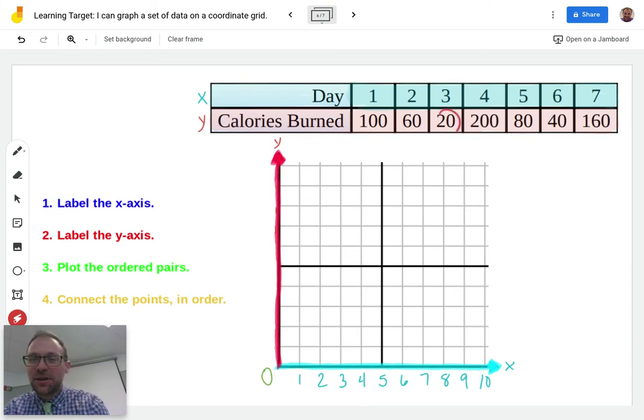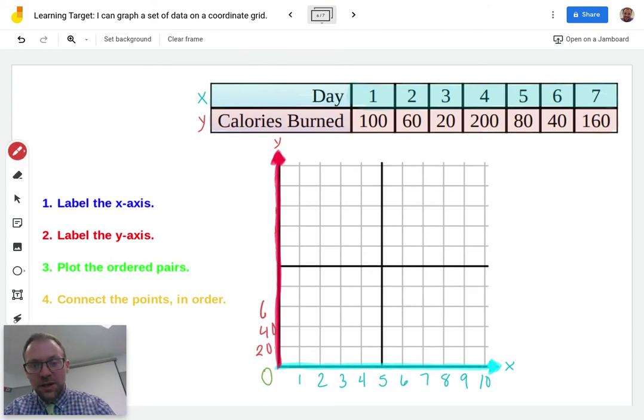I noticed something. Not only do all these numbers end in 0, but starting with the smallest piece of data, this 20 calories burned in a day, I realized if I counted up by 20s, skip counted by 20s, I could hit every one of these pieces of data. Follow me. 20, 40, 60, 80, 100, 120, 140, 160, 180, 200. That tells me that I need to label each of these lines by 20s in order to fit a number like 200 on this y-axis. Let's do that.